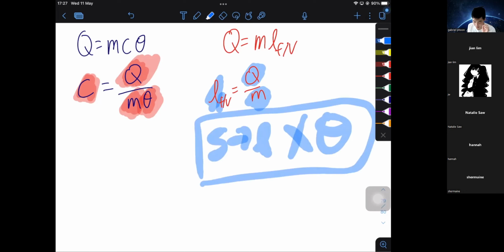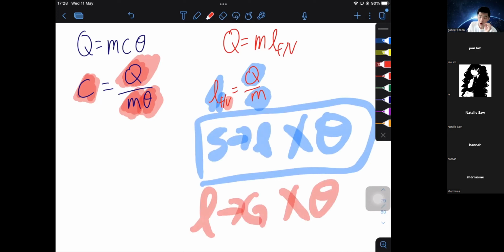If it is latent heat of vaporization, instead of solid to liquid, it will be liquid into gas. Same thing as well, no change in temperature. I repeat this again. If they ask you to define specific latent heat of fusion, you're going to say that specific latent heat of fusion is the amount of energy needed to change 1 kg of a solid into liquid without any change in temperature.